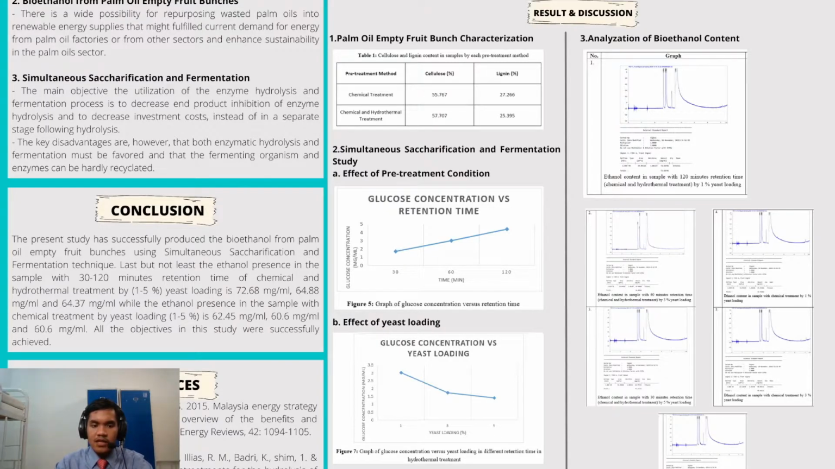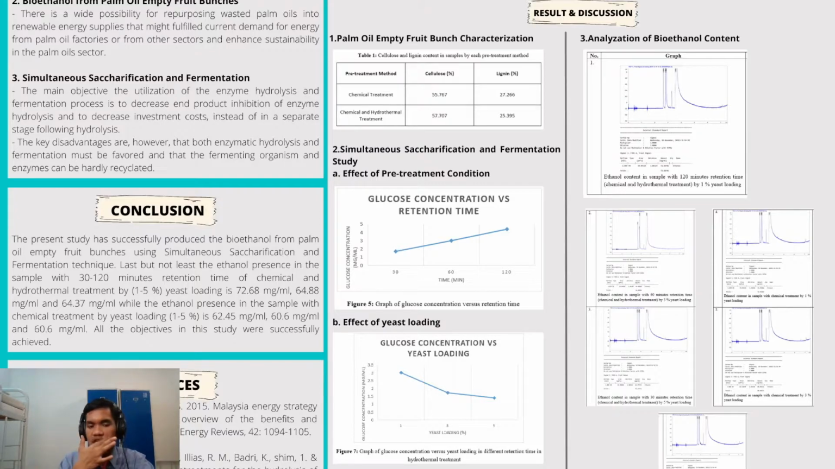For the second graph, it is the ethanol content in the sample with 60 minutes retention time, chemical and hydrothermal treatment only by 3% yeast loading. The graph illustrates the highest peak area at the 2.86 minute of retention time with 34.84 PA value at the y-axis. Therefore, the amount of ethanol present in the sample with 60 minutes retention time of chemical and hydrothermal treatment by 3% yeast loading is 64.88 mg per mL.